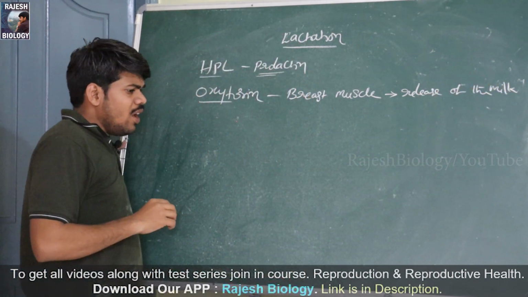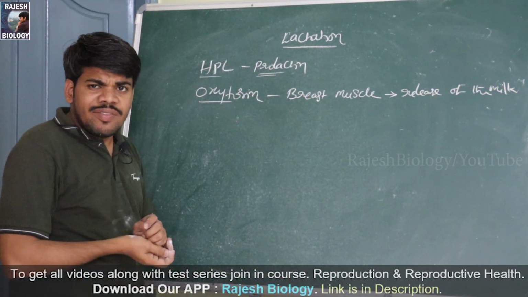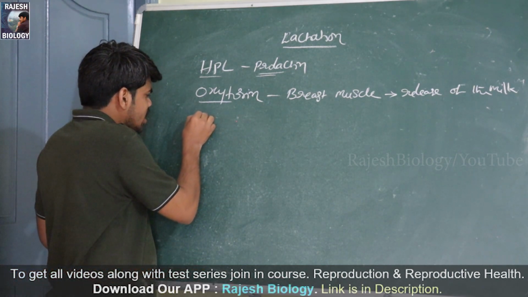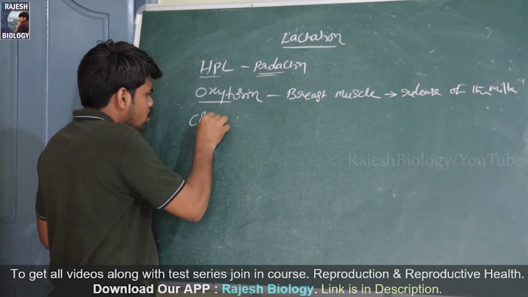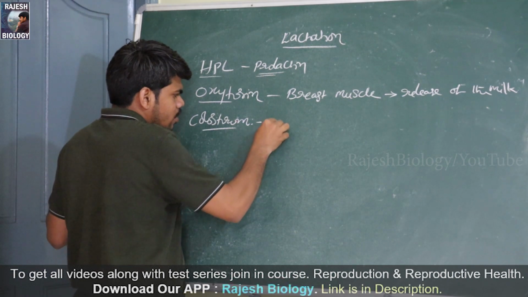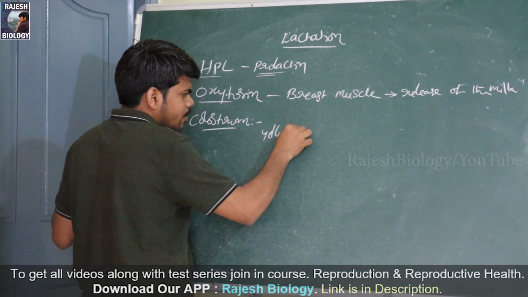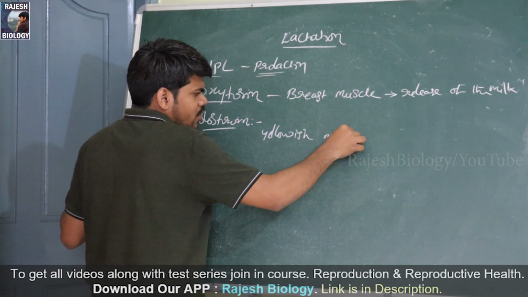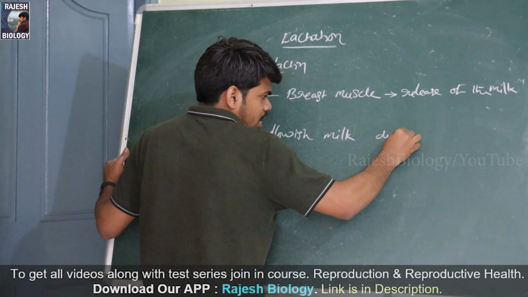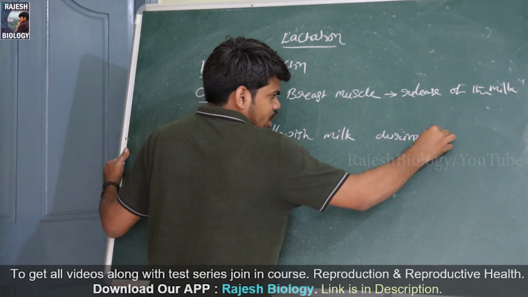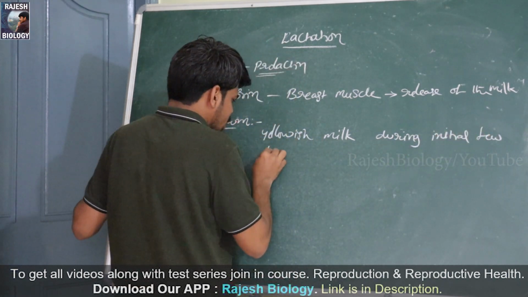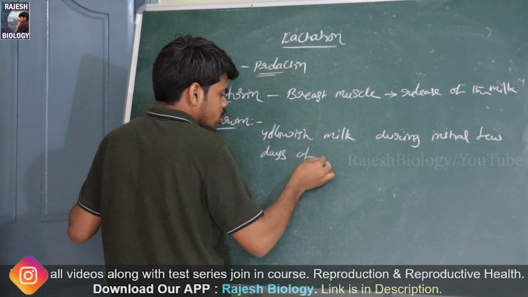Okay. And why is breast milk very important to the fetus and to the mother also? The first initial few days of milk is called what? Colostrum. The yellowish milk which is secreted during the initial few days of lactation is called colostrum.